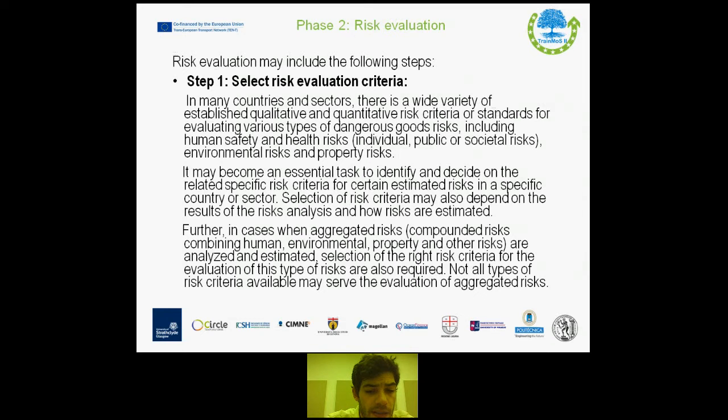Further on, in cases when aggregated risks, which are compounded risks combining human, environmental, property and other risks, are analyzed and estimated, selection of the right risk criteria for the evaluation of this type of risks is also required. Not all types of risk criteria available may serve the evaluation of aggregated risks, however.